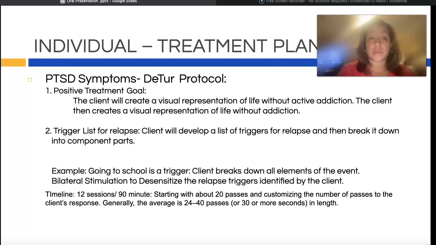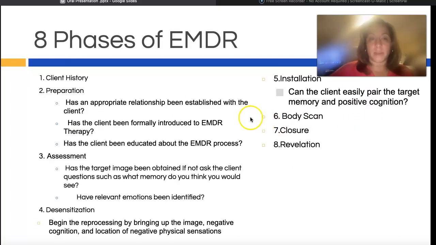I think based on her history and all that she's been through, we should really go through about 12 sessions, 90 minutes. In general, you would start with about 20 passes through the EMDR process, and then based on her response, we would continue to move through and see if she can tolerate more or less. I would assume, just based on her temperament or her patience, we may have to play around with the time frame a bit. There's 8 phases of EMDR.